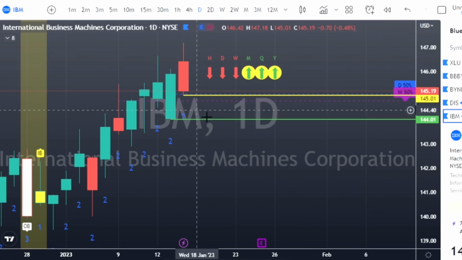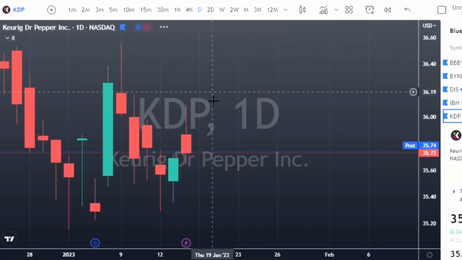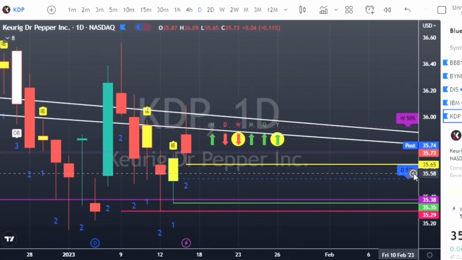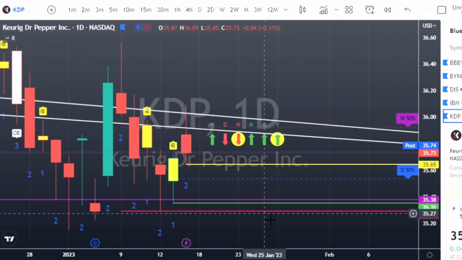You might only hit 144.50, but that's still a successful trade. But if the candles reverse on you, you can get out of the trade. We'll move on to Keurig Dr Pepper, 2 up, finished red. So we'll look for puts on KDP, 35.65, first target at 35.35.